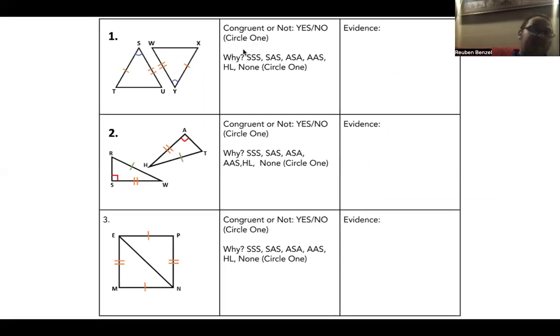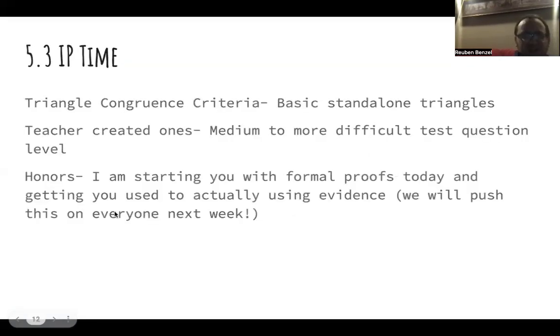So here they are. We'll get you exposed to a wide variety of triangle congruence theorems. Delta Math will start you with the basic ones like number one or two with the standalone triangles. And then I have a few teacher created ones that are our medium and more difficult ones that have shared sides or vertical angles. And if you're in honors, I might start you with some formal proofs on the Delta Math assignment. So it's just transitioning those evidence pieces into the flowchart format.